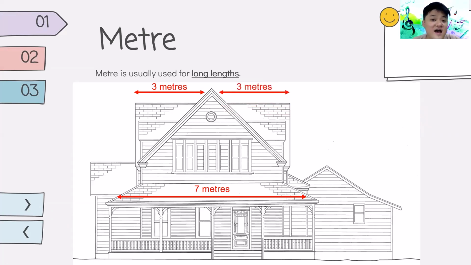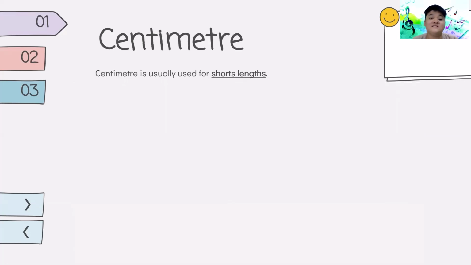Then let's look at the height of the house. Over here, we have 6 meters. You understand? This means that meters has to be used to measure the length of longer objects, but not as long as kilometers. Understand? Alright, let's go to the next part.